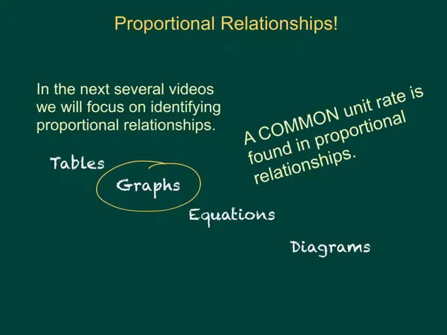This is video number 2 in proportional relationships. In the first video we focused on tables, and in this video we are going to focus on graphs and identifying whether or not the graph is showing a proportional relationship. As with tables, a common unit rate is going to be found in a proportional relationship if it is shown in a graph, or if you are asked to graph a table and determine if it is proportional.